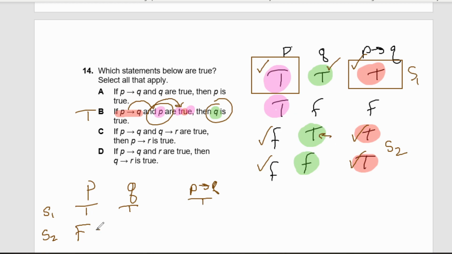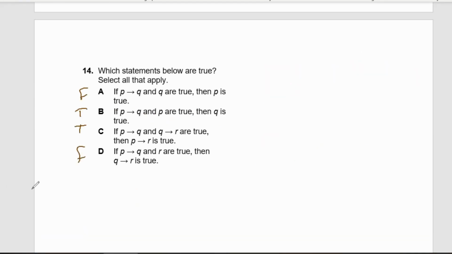But remember, anytime we have a false hypothesis, we automatically jump on to say true. But we didn't meet the conditions, so we're not even concerned with scenario 2 in this experiment. But I am just showing you why it doesn't work for this question. So our final answer is false, true, true, false.